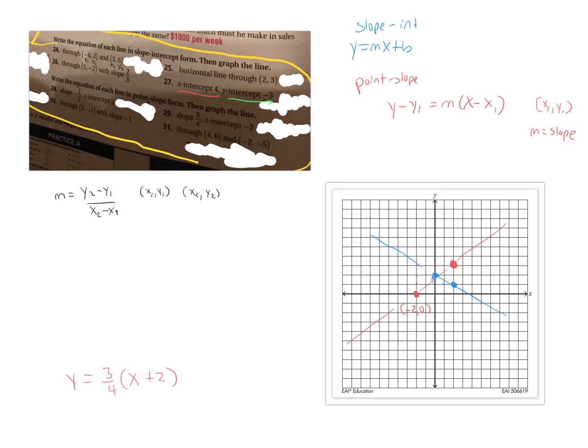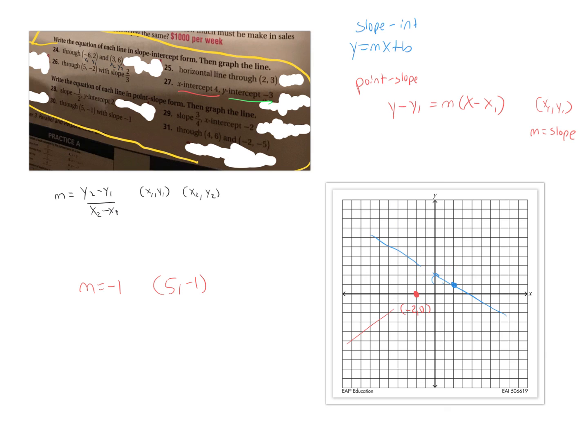Okay, so looking at problem number 30, it goes through the point (5, -1). It's got a slope of negative 1. So that's actually great because that's probably the easiest one so far, because they literally gave us the slope. The slope is negative 1, and they literally gave us a point that it goes through, (5, -1). So therefore, let me just get rid of these.